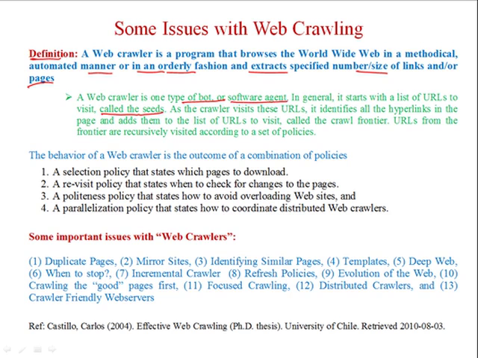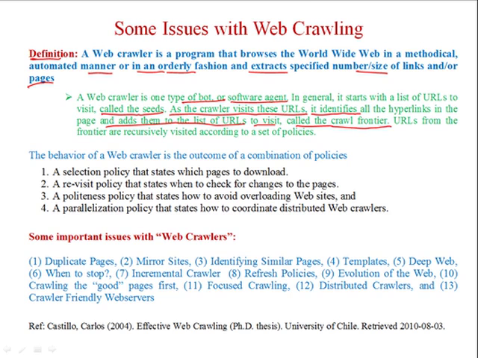For example, if we want to crawl all pages related to neural networks, then we will use the words neural network as a seed. As the crawler visits these URLs, it identifies all the hyperlinks in the page and adds them to the list of URLs to visit, called the crawl frontier. URLs from the frontier are recursively visited according to a set of policies.